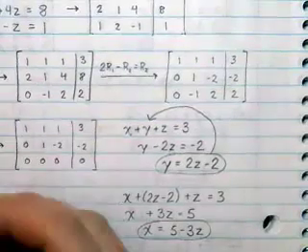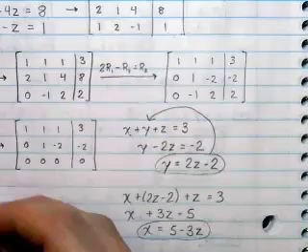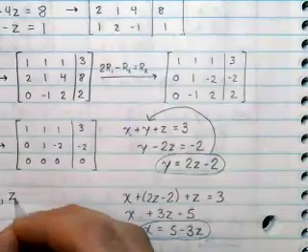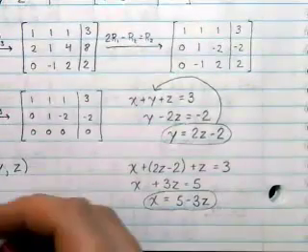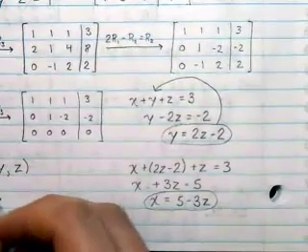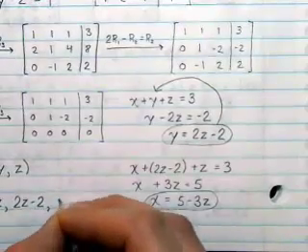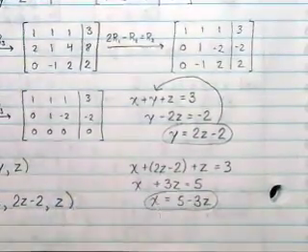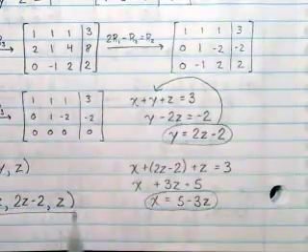So the ordered triple is going to be 5 minus 3z, 2z minus 2, and then just z. So the answer ends up being like a formula, like I said.